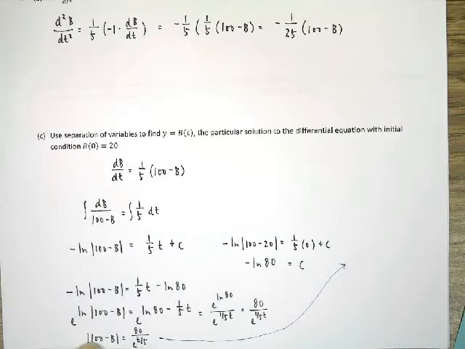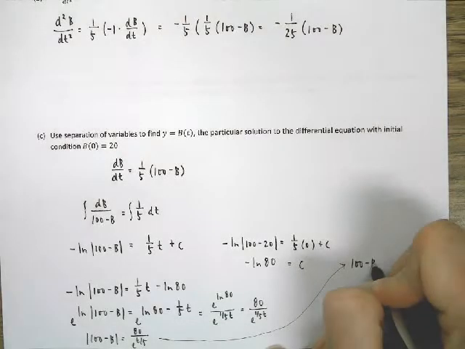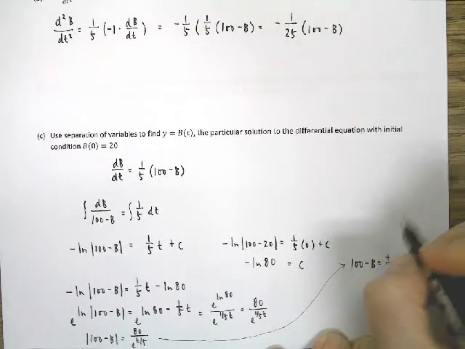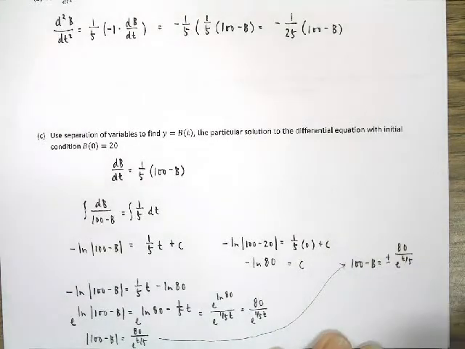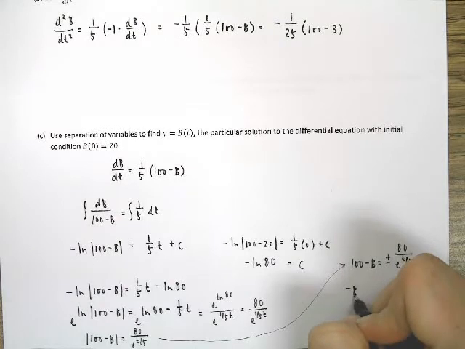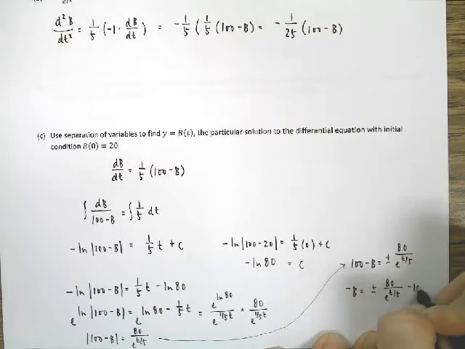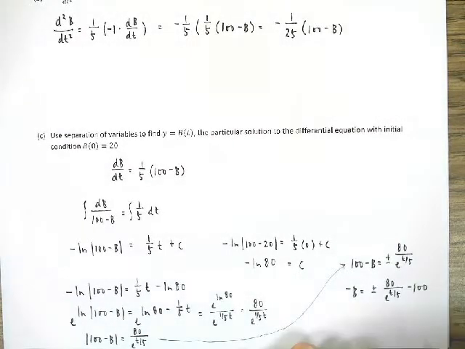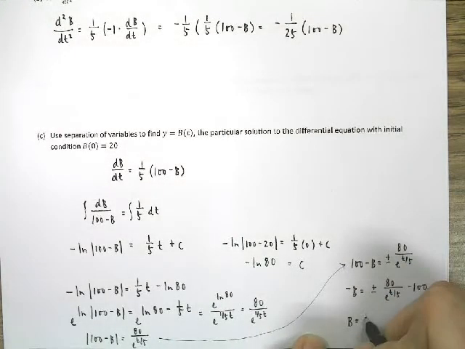Now to drop my absolute value, I need to make this a positive or negative. So I have 100 minus b equals positive or negative 80 over e to the t over 5. I'm going to subtract 100. And last, I'm going to divide by a -1. So I'm going to get b equals positive or negative 80 over e to the t over 5 plus 100.